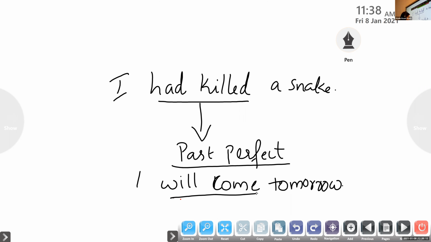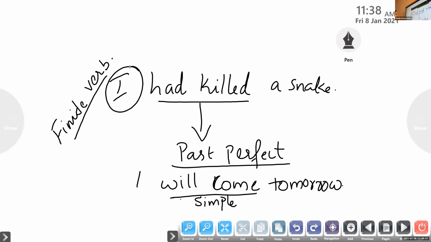If you have a little doubt, please go through the rules thoroughly. This is an example for simple future. So this one is an example for a finite verb. What is it? Finite verb. We are talking about finite verb. It shows tense form. It has a subject and it is limited. The verb is always limited or controlled by the subject.